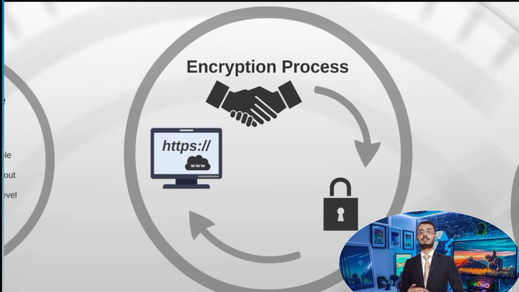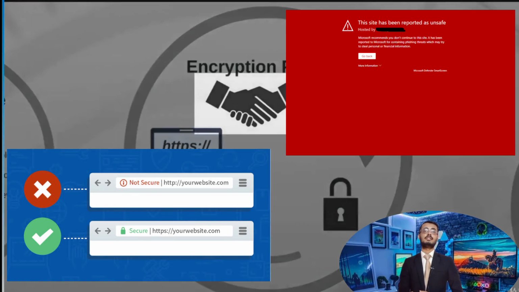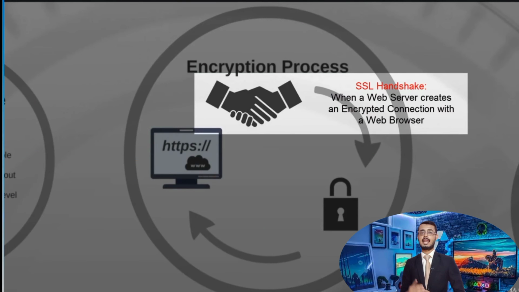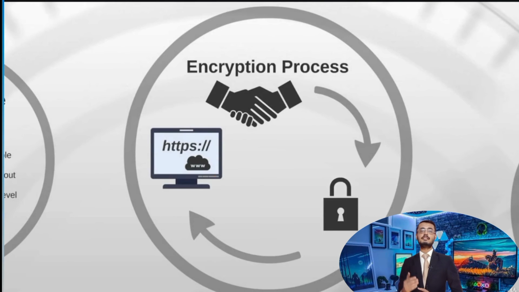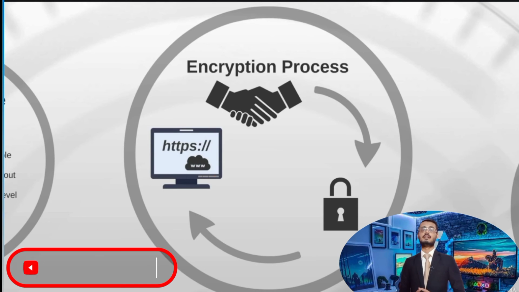When a website visitor visits an SSL protected website, the SSL certificate installed on the web server automatically creates an encrypted connection with the visitor's web browser. This is called the SSL handshake. When the connection is established, a padlock icon and HTTPS prefix appear in the visitor's web browser. This generally means the site is safe to share personal details.